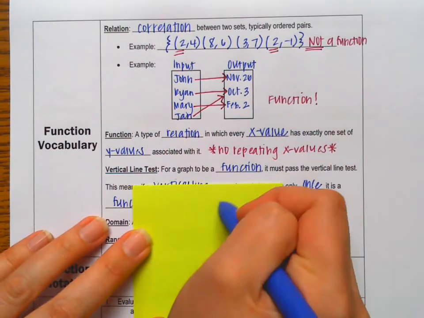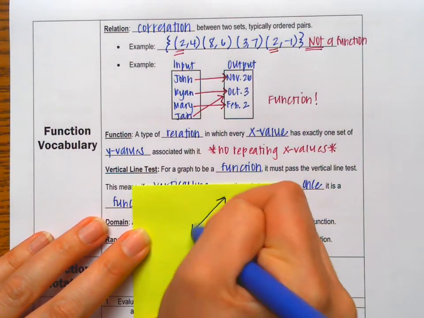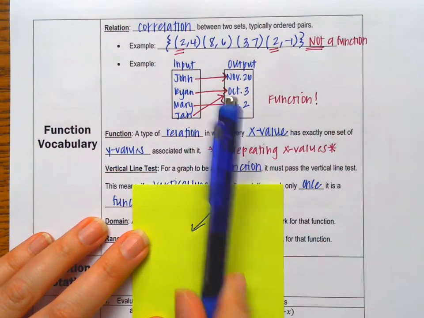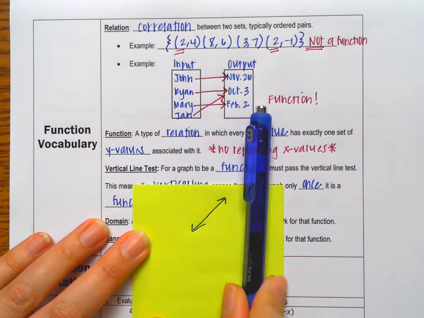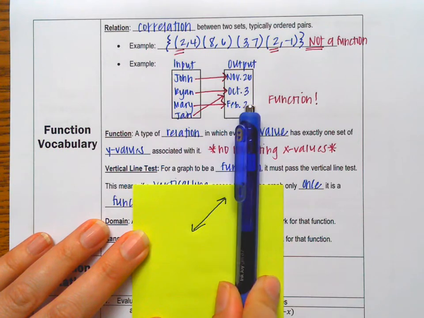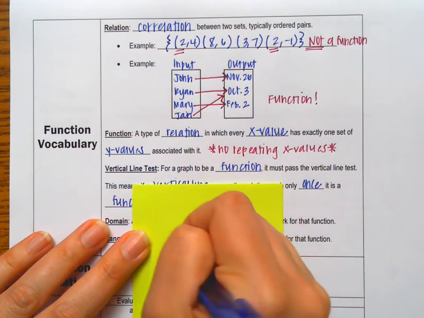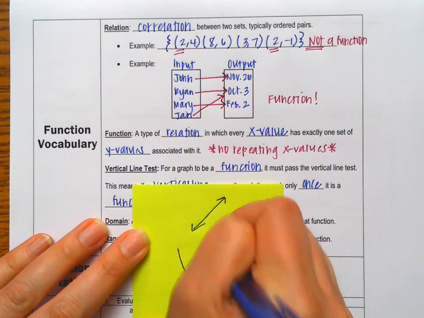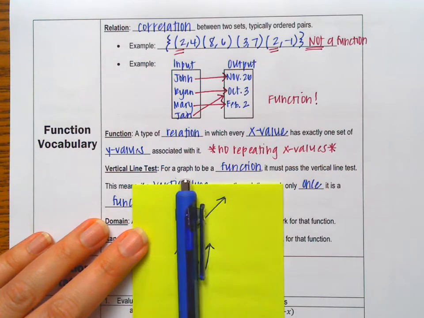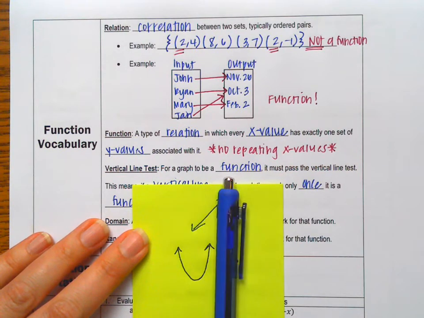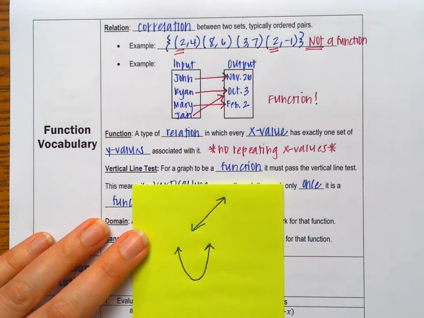So if I had a line like this, that would be a function because nowhere on the graph is it going to cross a vertical line more than once. If I have a parabola, that's a function because nowhere on this graph is it going to cross this vertical line more than once.